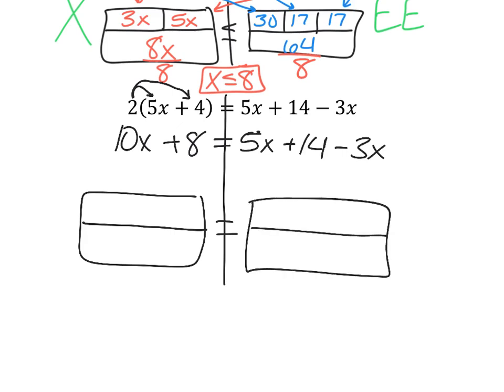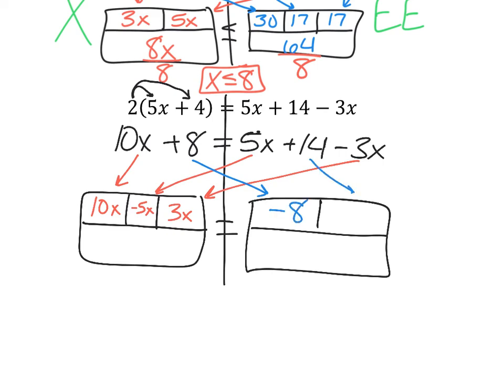Okay, how many pieces have an x on them? 3. How many pieces do not? 2. Okay, drag and drop. Good. Bloop. Change the sign. Bloop. Change the sign. Bloop. Change the sign. And that one's okay. What do we do across the top? We add across the top. 10 plus negative 5 plus 3 is 8x. Negative 8 plus 14 is 6.